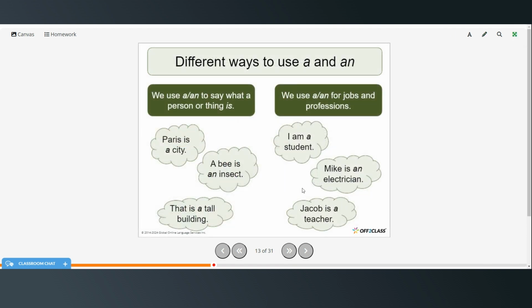Okay, so there are different ways to use a and an. So first we use a and an to say what a person or thing is. So Paris is a city, a bee is an insect, that is a tall building. We can also use a or an for jobs and professions. I am a student, Mike is an electrician, Jacob is a teacher.